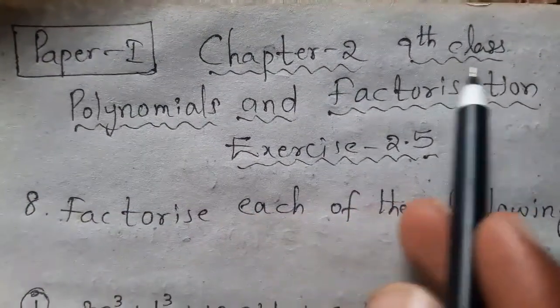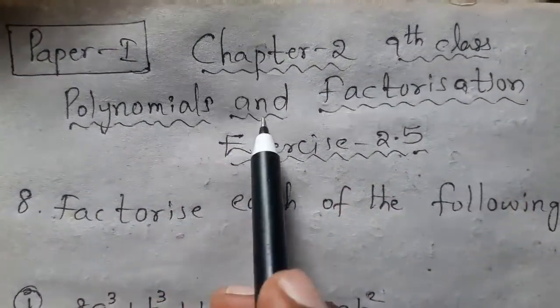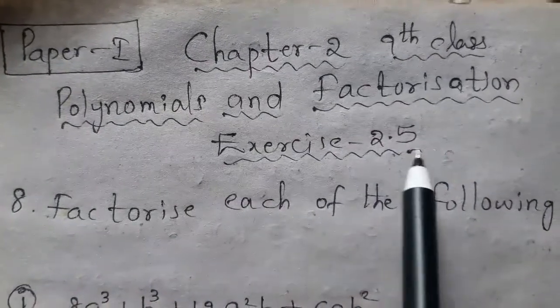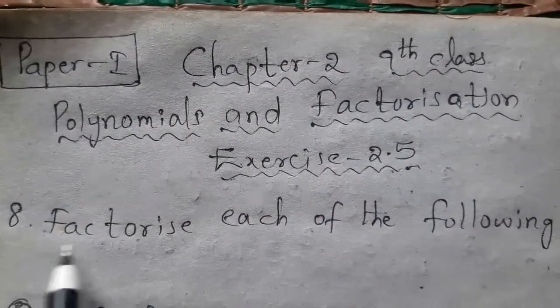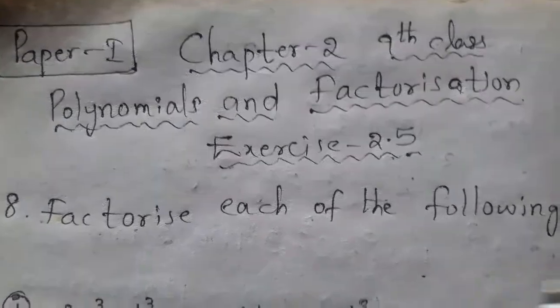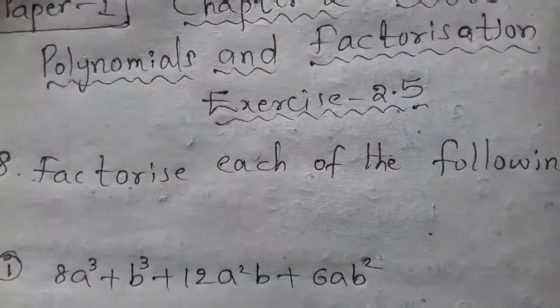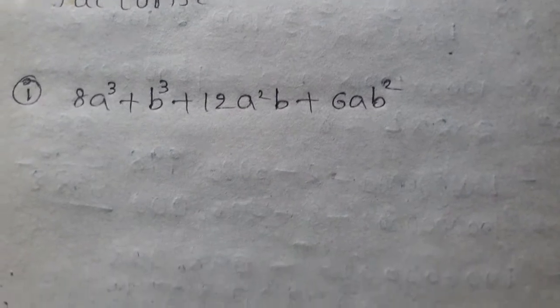Paper 1, Chapter 2, Ninth class. Polynomials and Factorization. Exercise 2.5. Question 8: Factorize each of the following. Say, the first one is given.